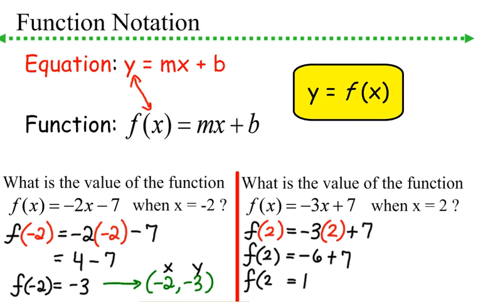So when x is 2, the function has a value of 1. In other words, if we were to graph that, that would be the point 2, 1, because this is your x value, and your f of x value is like your y.